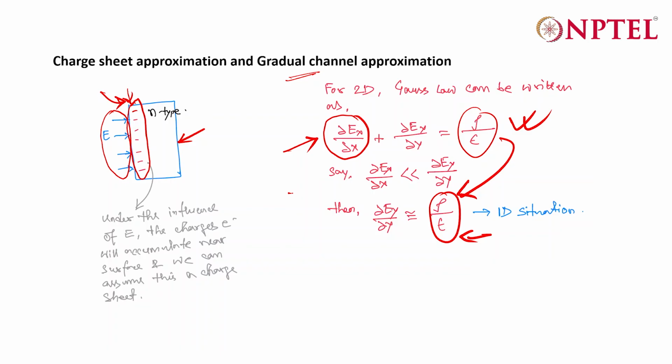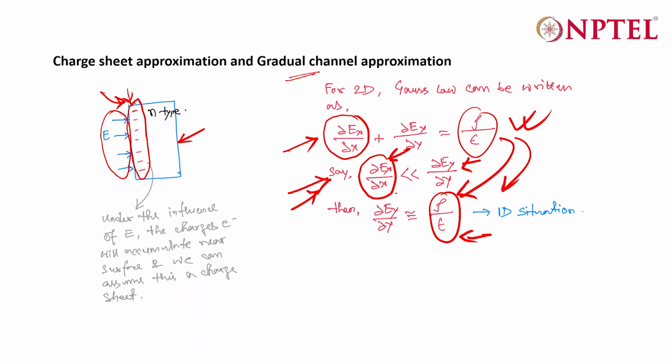If we can assume, or if the situation is something like this, where the X component is much less than the Y component. Again, one thing you should observe in this case is, this term is not necessarily the electric field. This is the change in electric field with respect to X. So individual Ex and Ey can be higher. But if the change with respect to X is significantly less than the Y component, then you can reduce this particular equation into a one-dimensional situation. So this is known as gradual channel approximation.